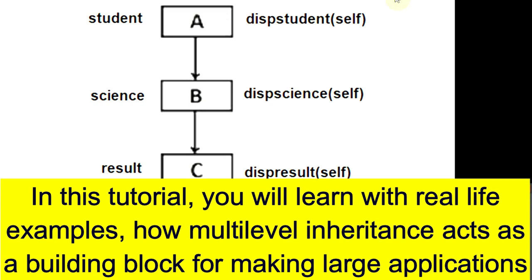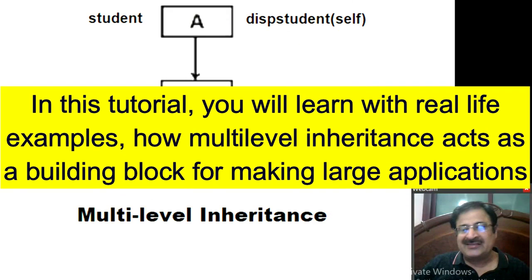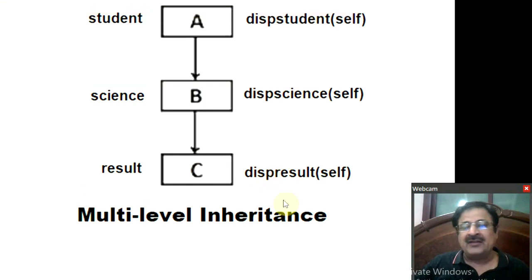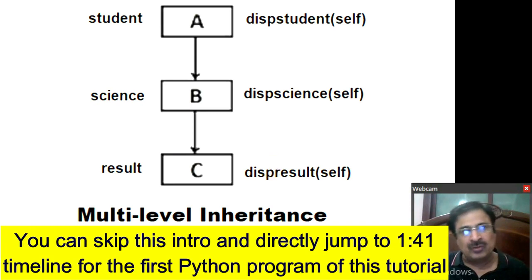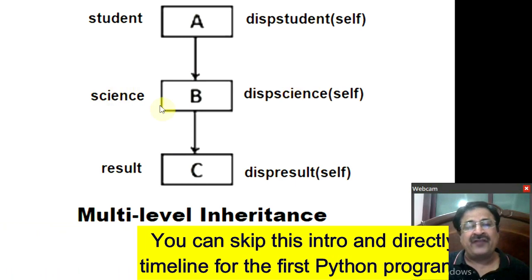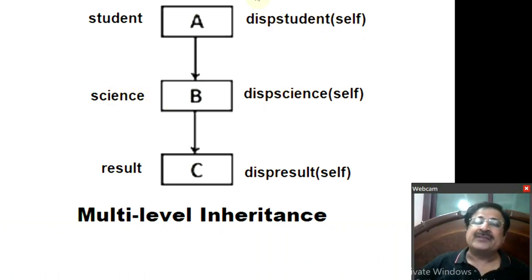Let us assume that the student class has a function disp student, science class has a function disp science, and the result class has a function disp result. Now, because result class is inheriting the science class, which in turn is inheriting the student class, the benefit will be this, that the object of result class can not only access the disp result function, which is defined in its own class, but it can also access the disp science function, which is defined in the science class. Also, it can access the disp student function, which is defined in the student class. Let us understand it through a program.